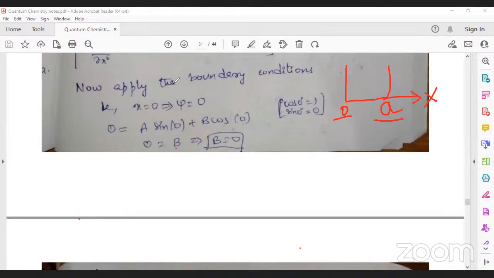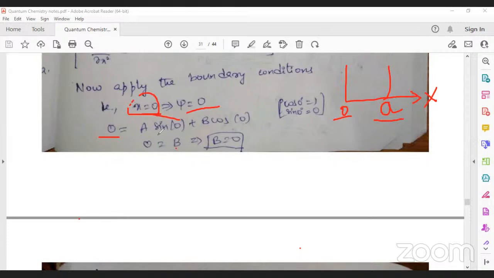If we apply condition number 1, if x is equal to 0, at that time the wave function becomes 0. ψ becomes 0. Therefore, ψ is equal to A sin αx plus B cos αx. That is the solution. But ψ is 0 means 0 is equal to A sin 0 plus B cos 0, because x is equal to 0.